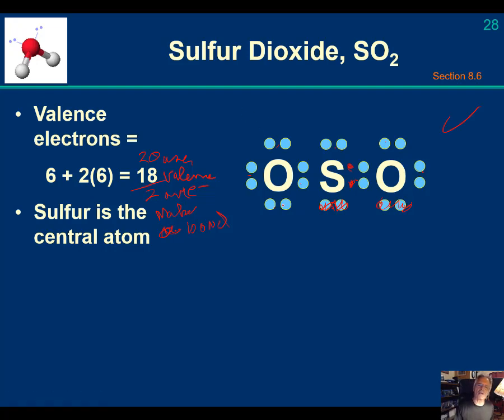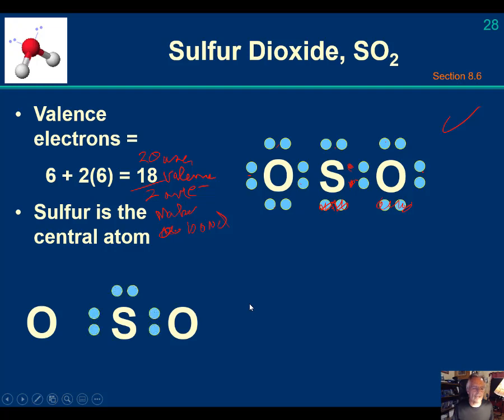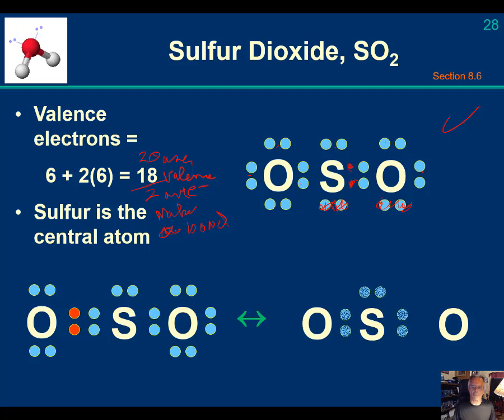But couldn't we have put this double bond instead of between sulfur and this oxygen, between sulfur and the oxygen on the other side? And the answer to that is yes, we could. So I'm going to go ahead and just pop these in. You can see that we could have put the double bond with either the sulfur and this oxygen or the sulfur and this oxygen. Whenever you have 2 equally valid Lewis structures with multiple bonds on one side or the other, you have a condition that we call resonance.